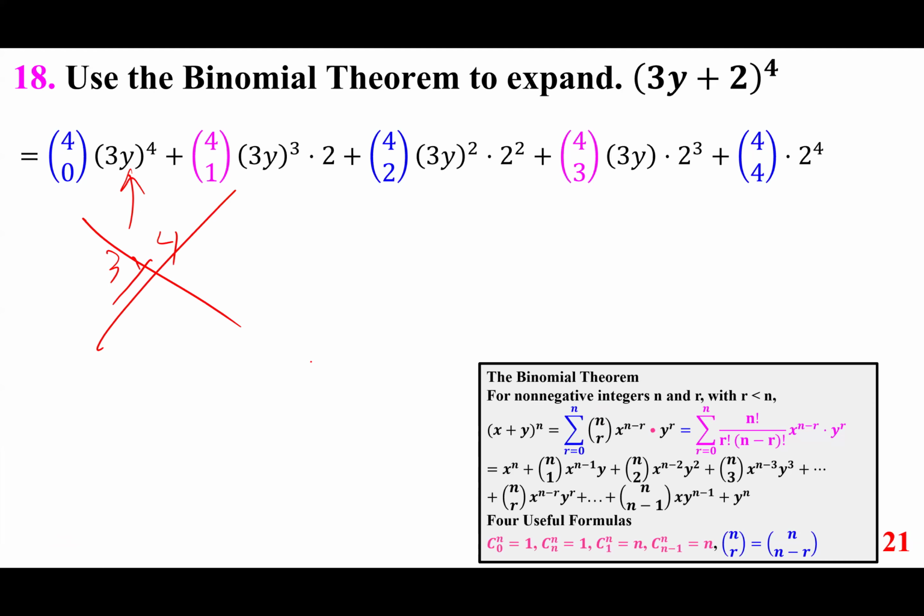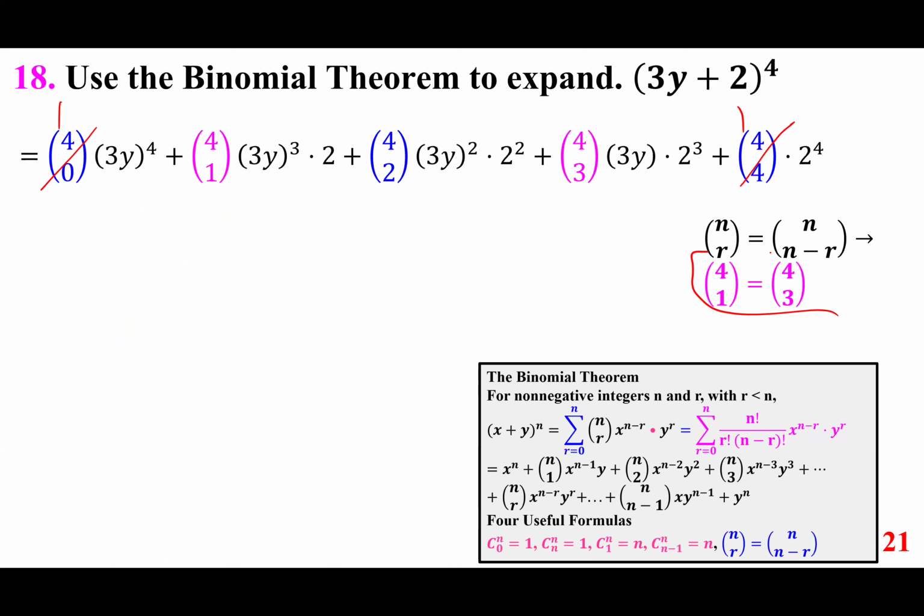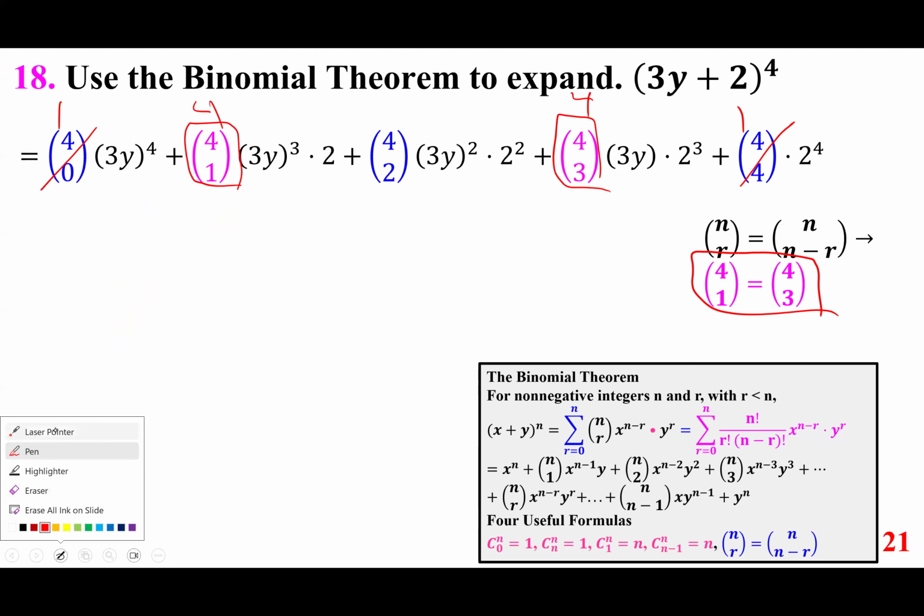So let's just erase this. We know this is 1. We know this is 1. Okay. We know 4C1 and 4C3 are the same. And remember, this was n, 4. So this is the same. Again, why is that? Remember what I told you. If n is 4, these two add up to n. They're identical.